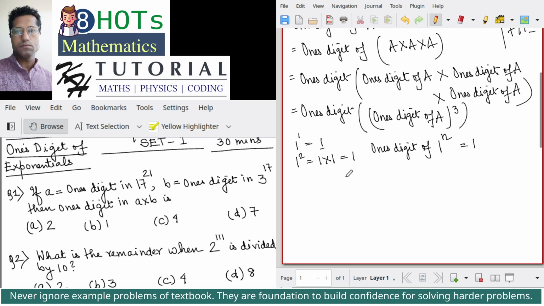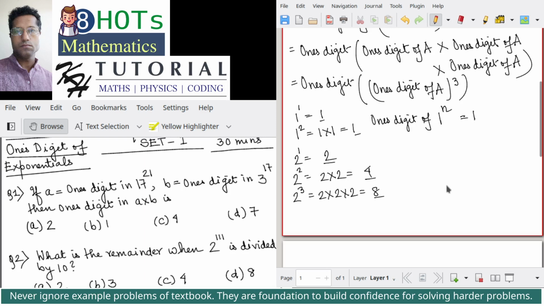Okay. Now let's see what is the pattern of the ones digit followed by powers of 2. So we have 2 to the power 1, which is nothing but 2. So the ones digit is 2. Let's see what is 2 square. 2 square is 2 multiplied by 2, which is 4. So the last digit is 4. What is 2 cube? 2 cube is 2 multiplied by 2 multiplied by 2, which is 8. So the last digit is 8.